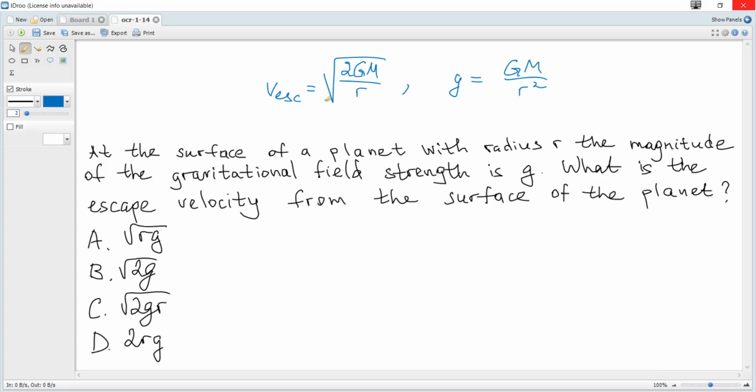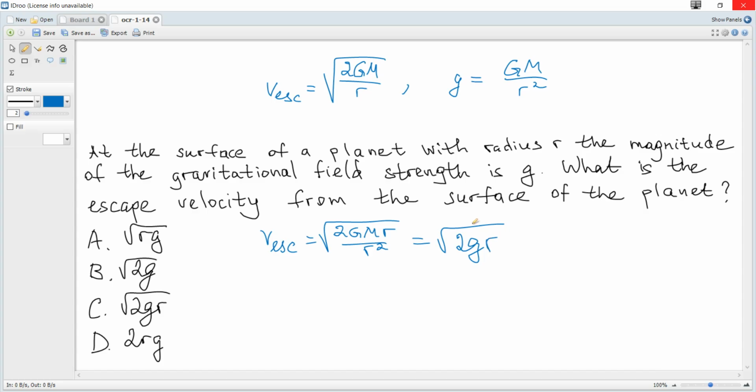And if it's at the surface of the planet, then this r is equal to the radius of the planet, and the escape velocity becomes the square root of... multiplying the numerator and denominator by r, we get that it becomes the square root of 2 times g times r.